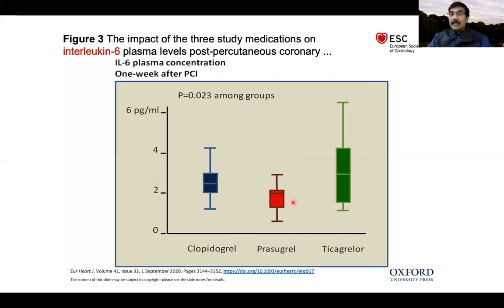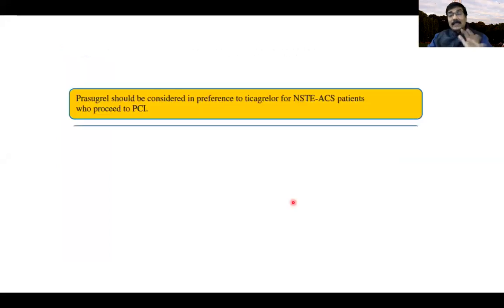So the net result is that today, interestingly, the European Society of Cardiology has come up and said prasugrel should be considered in preference to ticagrelor for non-ST elevation acute coronary syndrome patients who proceed to PCI. This is a very interesting statement. It should be preferred. It is not number one, but it should be preferred.